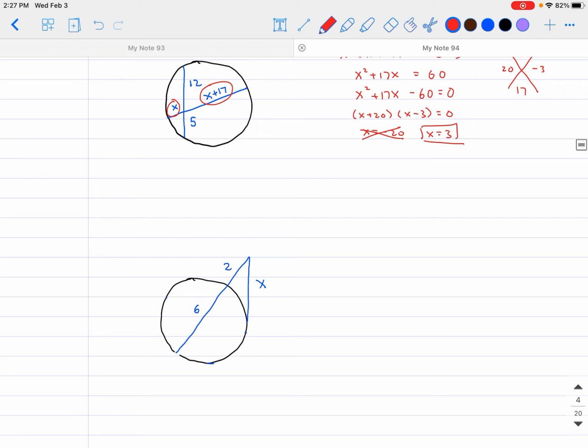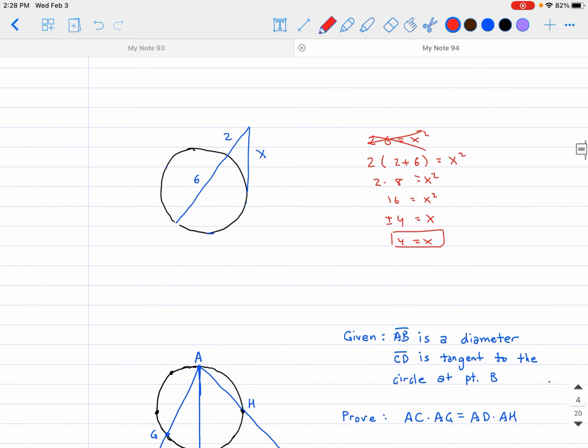Okay, next part. Here we have the secant tangent. So be careful about the secant tangent. The setup is that it's not 2 times 6 is equal to x squared. That's not the setup. It's supposed to be 2, which is the length of the outside segment from the secant, multiplied by the entire length of the secant, which is 2 plus 6. And all that is equal to x squared. So 2 multiplied by 8, which is equal to 16, is equal to x squared. So then x is equal to plus or minus 4. But again, we're only taking x as positive because it's a length.